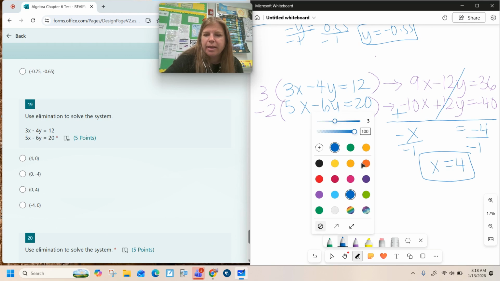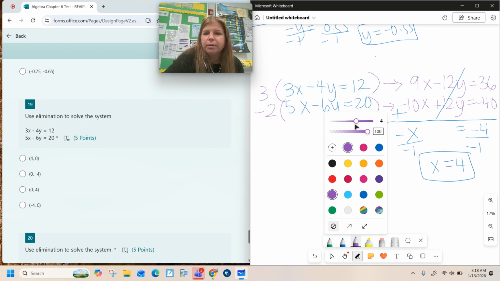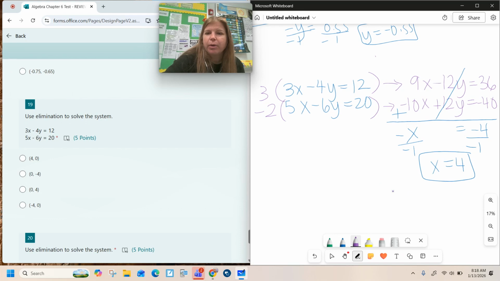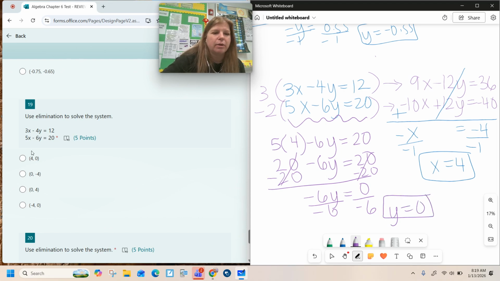I'm then going to go ahead and find my y value. I can choose any equation that I want. Maybe I'll choose the second equation just because it's there. So now 5 times 4 minus 6y equals 20. 5 times 4 is 20. I hope you see that every time you end up having the same constants on both sides and you get rid of them, we're always at 0. Negative 6y equals 0, and if I divide by negative 6, I get y equals 0, and so my solution is 4, 0.